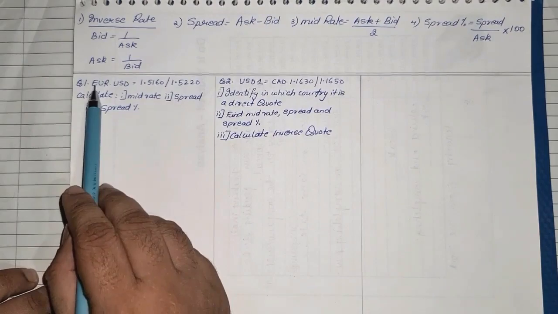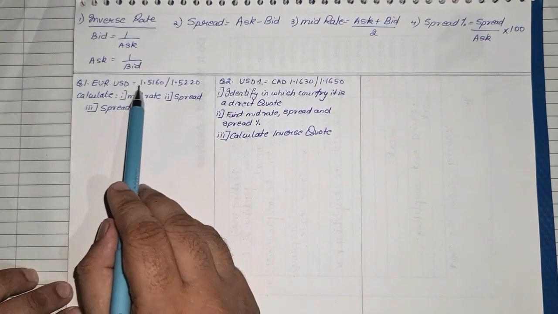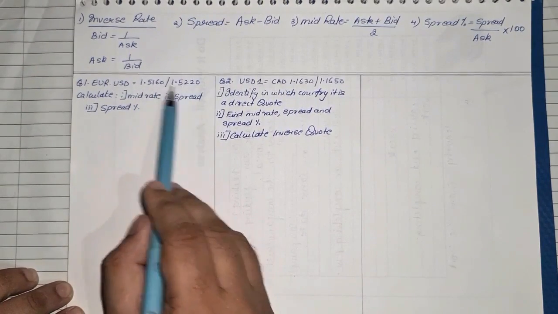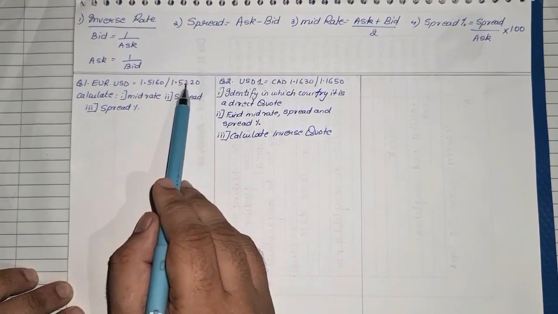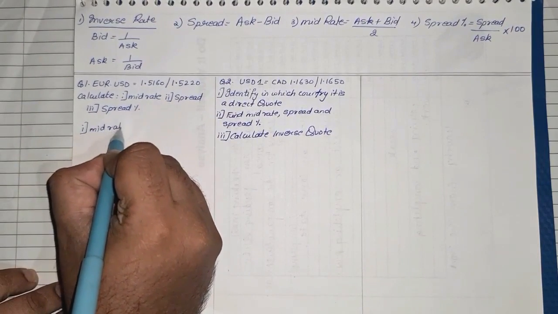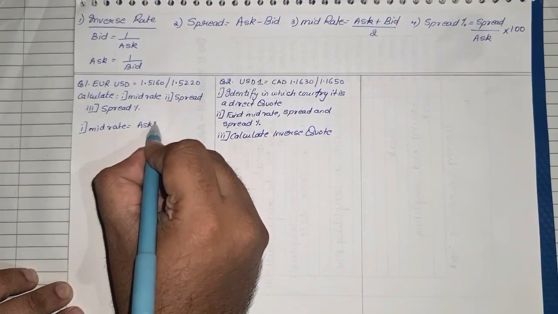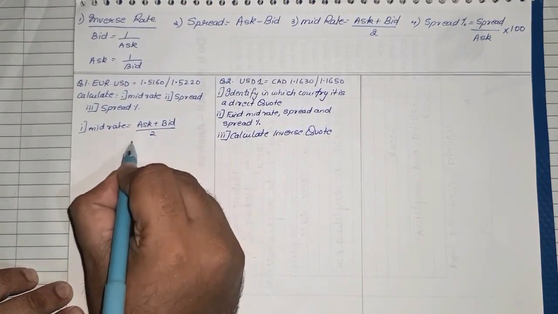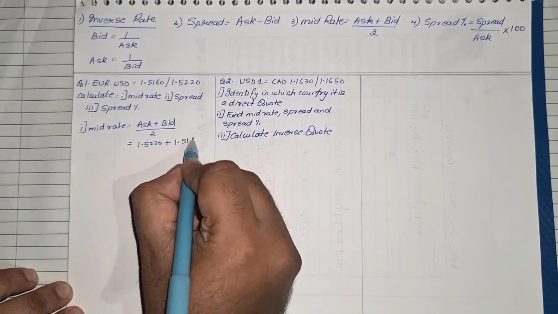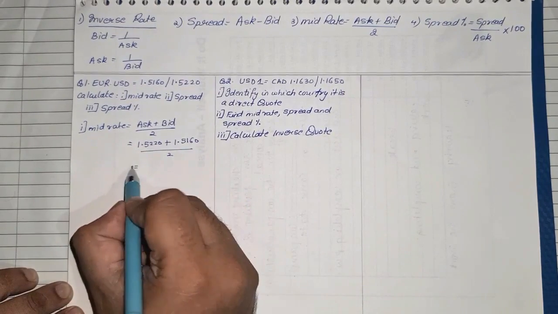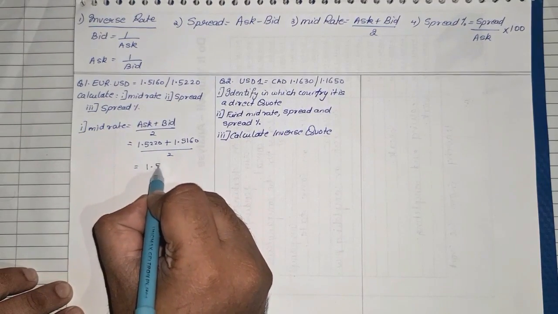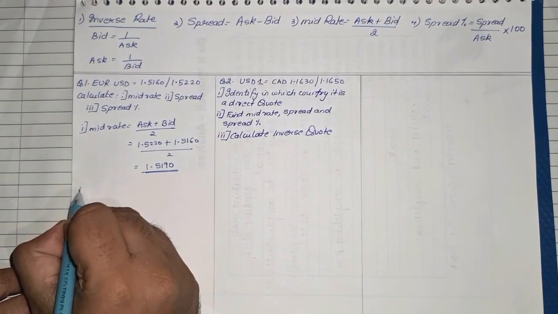Question number 1, euro to USD is given as 1.5160, 1.5220. The first rate is always your bid rate, your second rate is always your ask rate. So we have bid rate and ask rate. They are asking you to calculate the mid rate. Number 1, mid rate. Now the mid rate formula is ask rate plus bid rate divided by 2. Ask rate is 1.5220 plus 1.5160 upon 2. So when you add up, it becomes 3.038 divided by 2. When you divide, you get your answer as 1.5190. That's your mid rate.